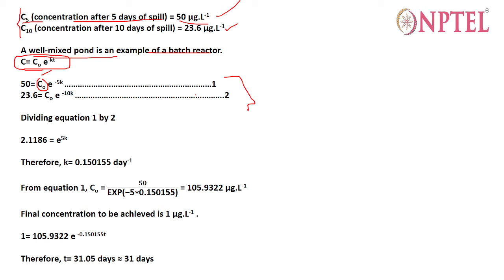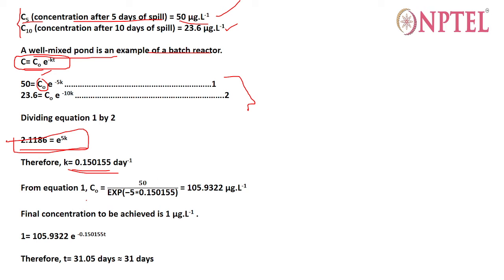So if you divide 1 by 2, then this C naught will cancel out, and I'll get this equation, right? So there will be no need to know the initial concentration, and therefore we can calculate K. Just take the natural log, and you will get the value of K, that is 0.150155 per day.